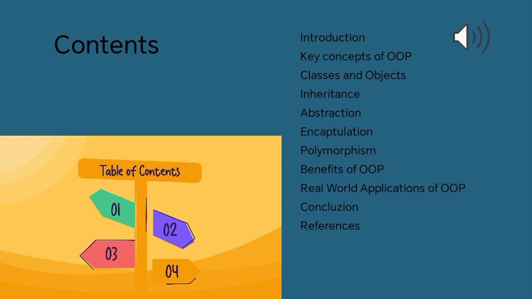In the table of contents, we'll have introduction, key concepts of object-oriented programming, classes and objects, inheritance, abstraction, encapsulation, polymorphism, benefits of object-oriented programming, real-world applications of object-oriented programming, conclusion and references.